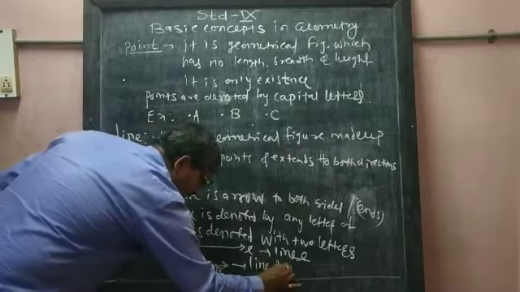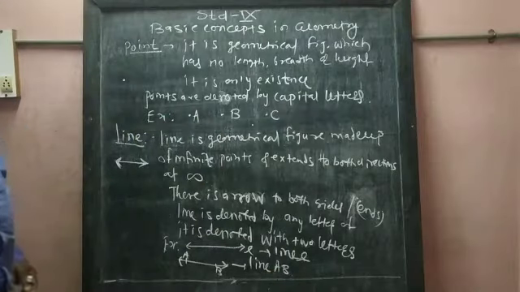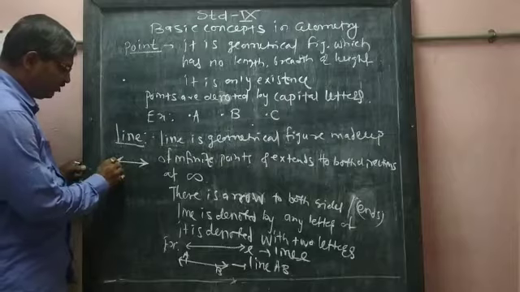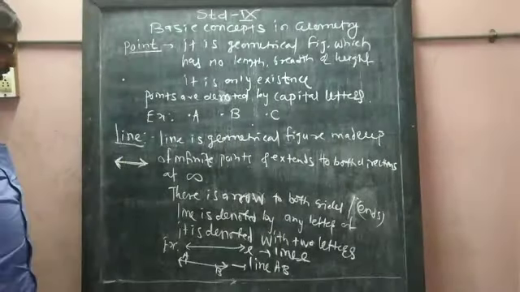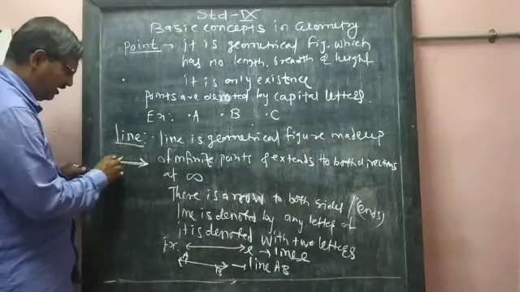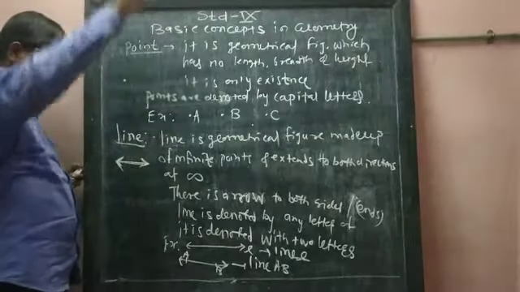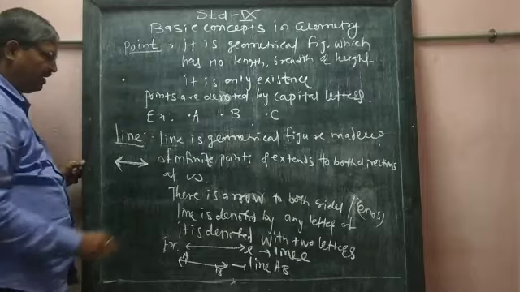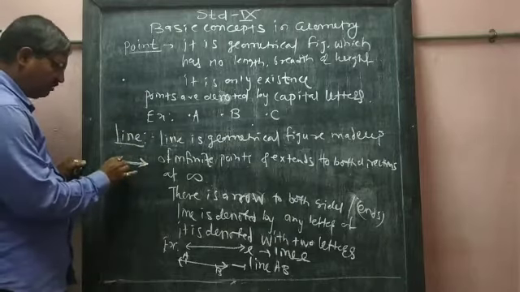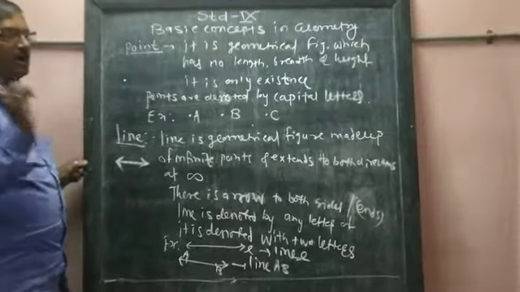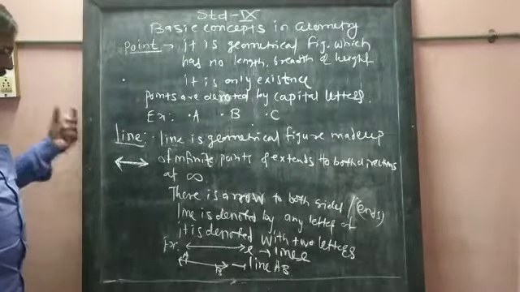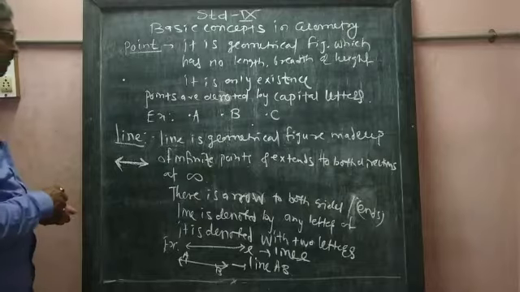This is line AB. So one more time I am going to tell you what is meant by line. Line is a geometrical figure which has no end. It extends infinitely, it extends at infinity. No end at all. It is made from a number of small points. You can't count the number of points in a line.